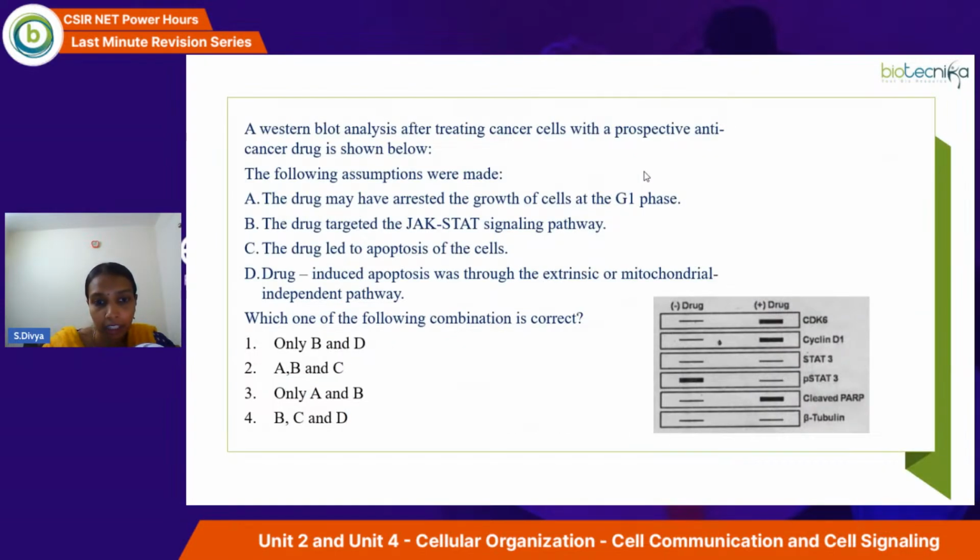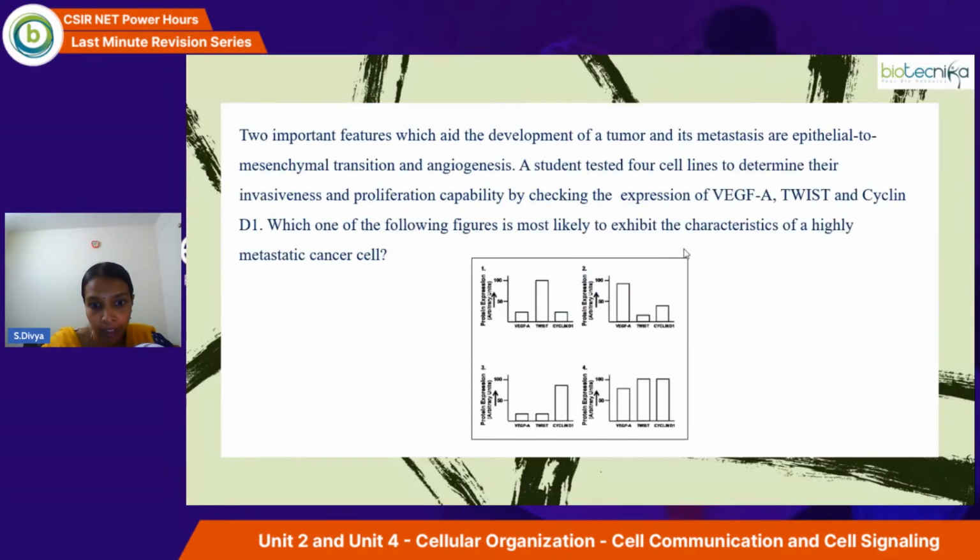Then this is also a graphical question which you can easily get the answer to. As you can see here, drugs have arrested the growth of cells at G1 phase. How did you come to know? CDK6, cyclin D1. Then cleaved PARP is an indicator of a cell that has undergone apoptosis. So that becomes your answer. JAK-STAT pathway, if it is targeted, that's why you are having thin bands over here. Drug led to apoptosis, that becomes the marker. But we cannot say whether it is extrinsic or mitochondrial or whatever. So ignore that. So that is another way of asking the questions.